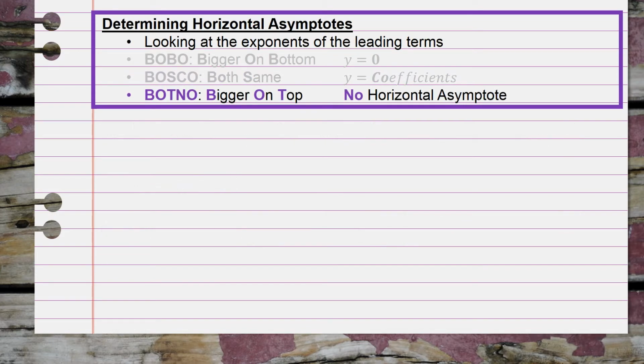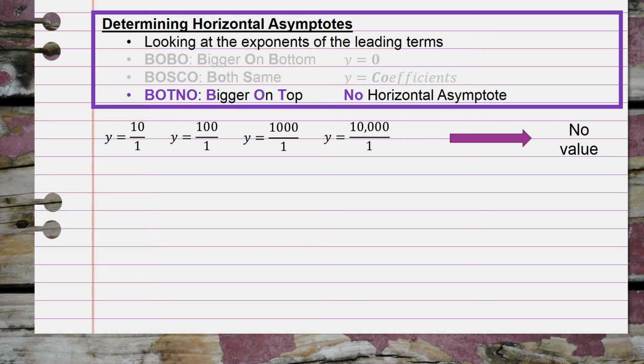For Botno, it means when the degree is bigger on top, in the numerator. So say I had 10 over 1, or 100 over 1, 1,000 over 1, even 10,000 over 1. As these numbers increase, what number are they getting closer and closer to? Well, it turns out they're not getting close to any particular value. These numbers are getting larger and larger and larger. They're getting closer to infinity, but nobody knows exactly where that is, so we simply say there is no value. It's not getting closer to a particular number.